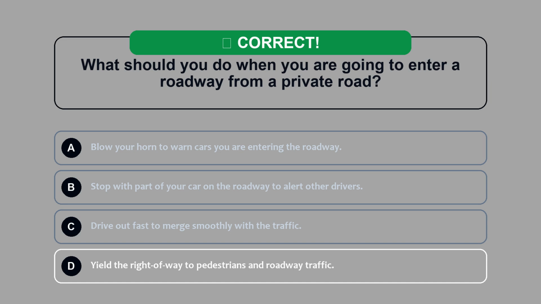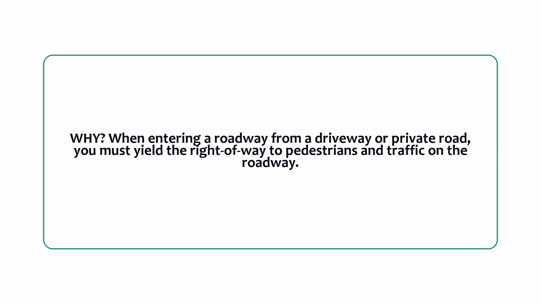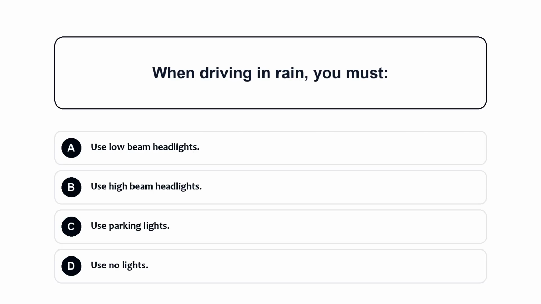The correct answer is option D. Yield the right-of-way to pedestrians and roadway traffic. Explanation. When entering a roadway from a driveway or private road, you must yield the right-of-way to pedestrians and traffic on the roadway.